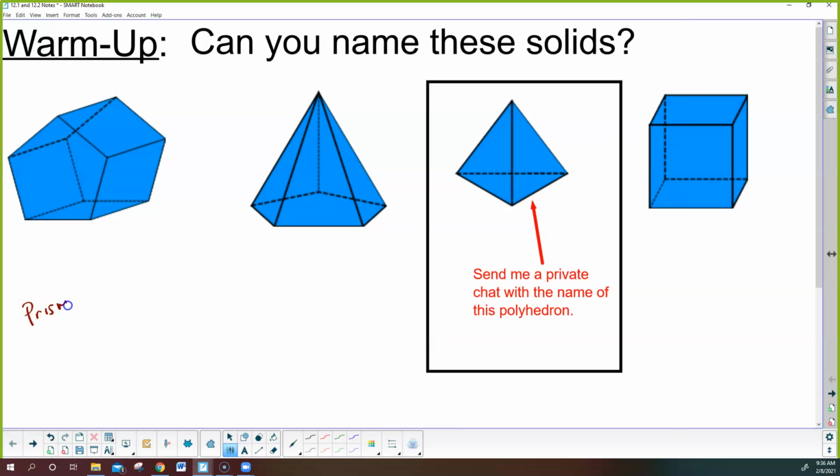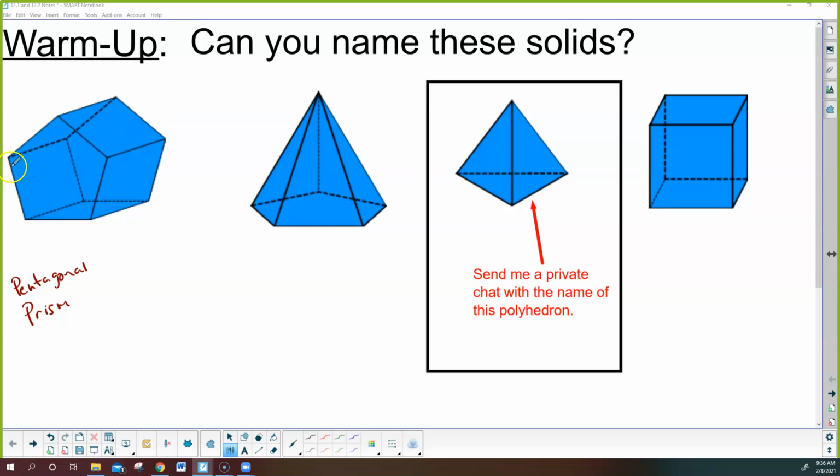But it's more than just a prism, right? We want to actually name it. And how do we name it? We name it by its base. And since its base is a pentagon, we call this a pentagonal prism. So you're always going to name a prism by its base. Now notice, base does not mean bottom here. Base is referring to the shape that is continued throughout.